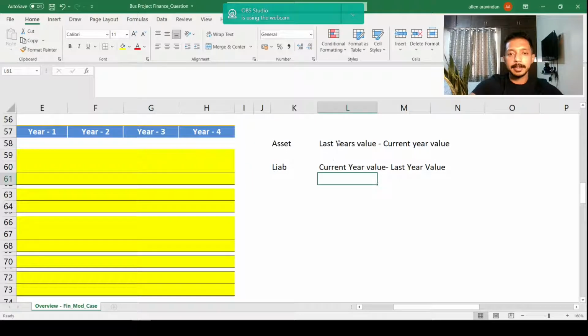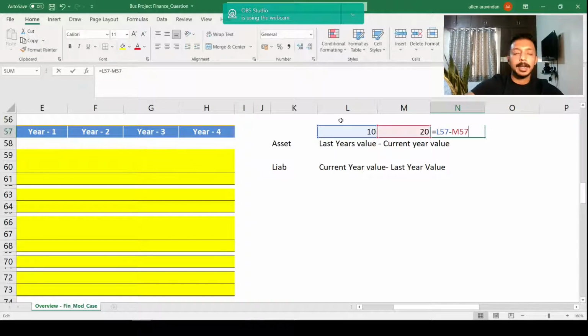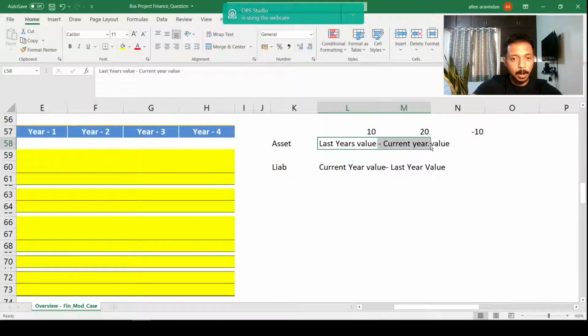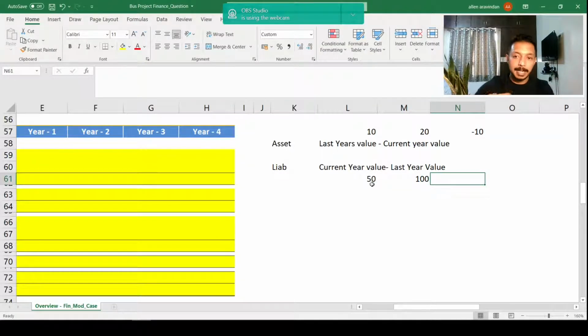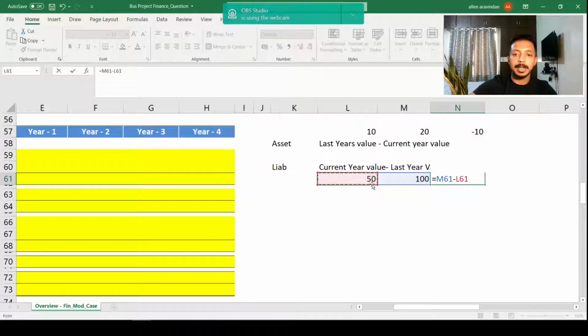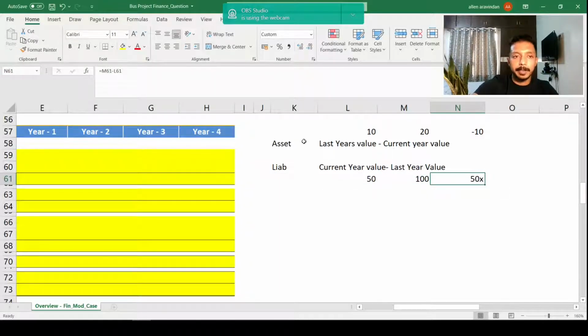The reason I say that is, if there's an asset, let's say you had an investment of 10 and in the next year the investment is 20, then using this principle it would automatically show you a negative value, and a negative value means there's a cash outflow. So this shows cash outflow if the asset value increases. If you take a liability, say a loan of 50 that increases to 100 the next year, that means you raised a loan, and since you raised a loan the cash comes into the bank account. So this year minus last year gives you a positive value, which signifies a positive cash flow.